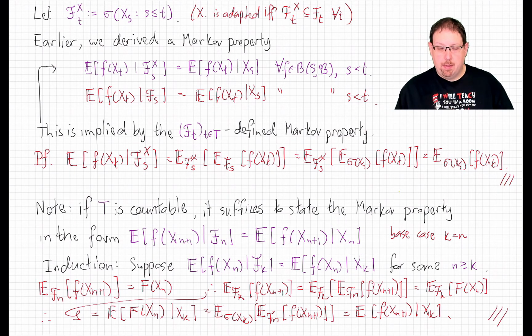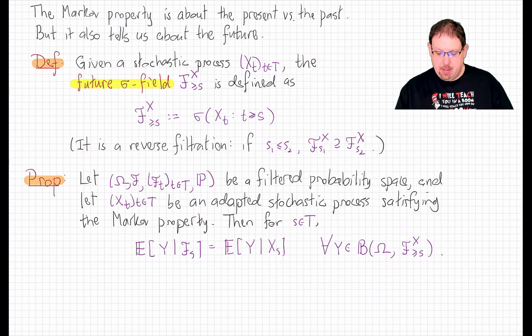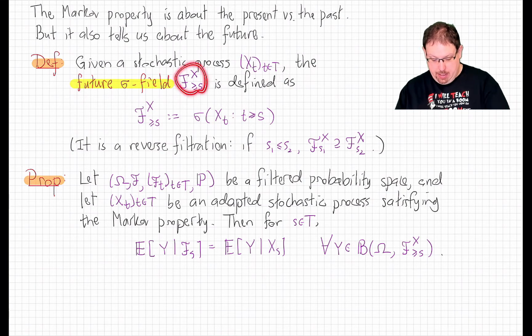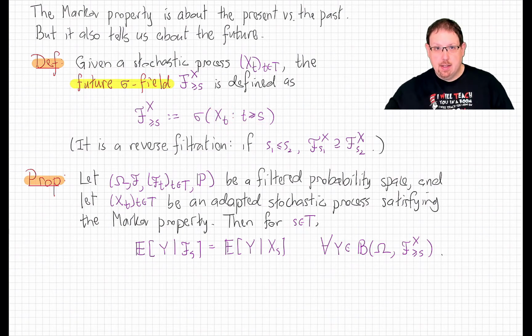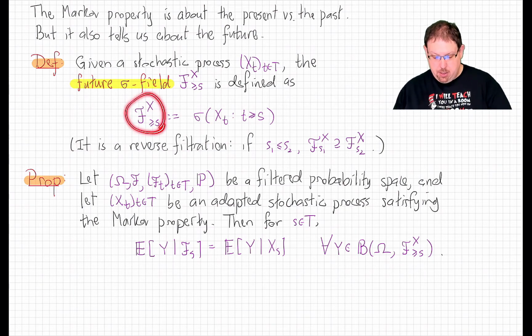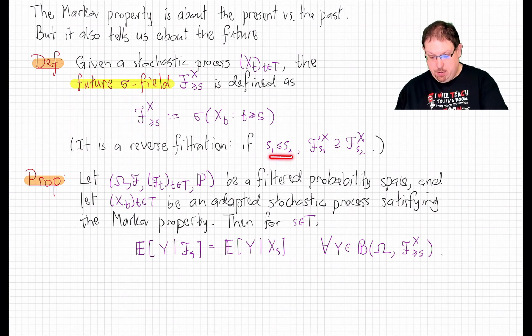Now, what does the Markov property really mean? It's a statement about the present versus the past, but actually, it also can be made into a statement about the future. Given a stochastic process, the future sigma field that it generates, F^X at greater than or equal to s, is defined to be the minimal sigma field with respect to which Xt is measurable for all t bigger than or equal to s. It's complementary in time to the filtration generated by the process. This is not a filtration in s, it is a reverse filtration. If I increase s, then I decrease this sigma field.